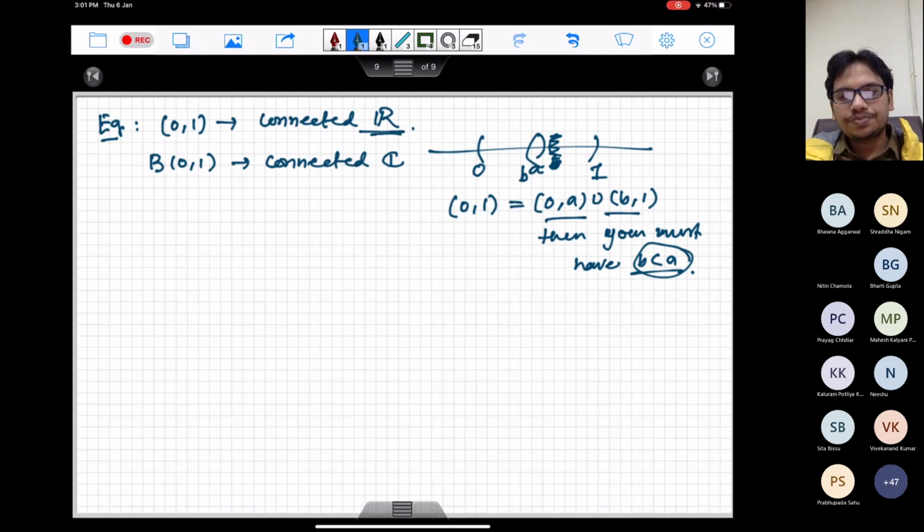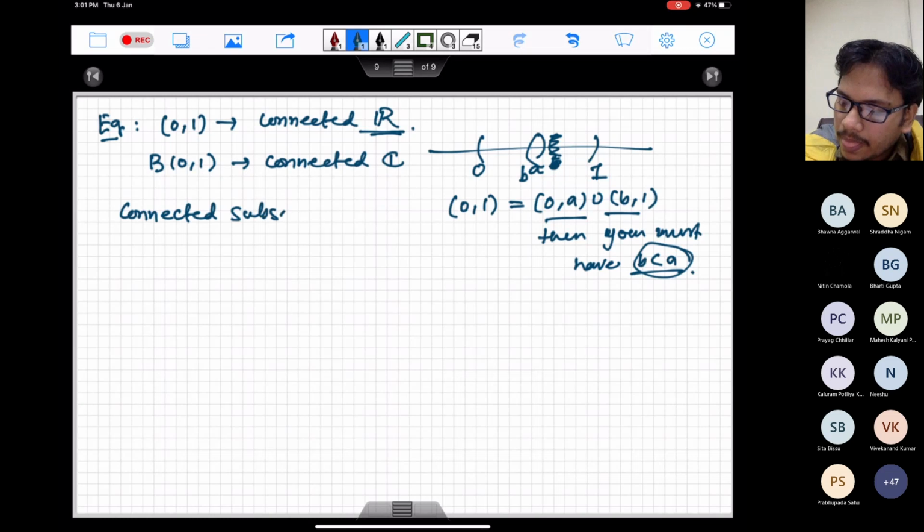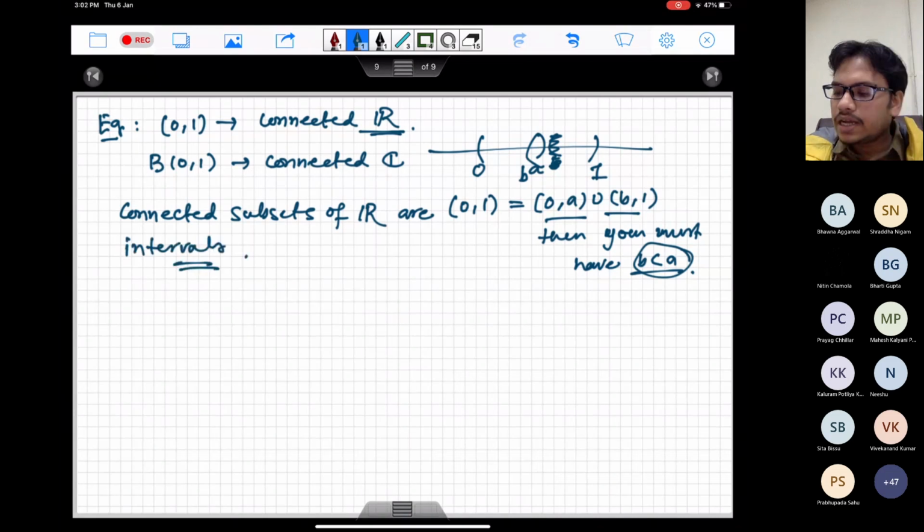In fact, you can also prove that connected subsets of R are intervals. So if I take any connected subset of R, it has to be an interval. It could be an unbounded interval, a bounded interval, I don't care, but any connected subset of R has to be an interval. So you can prove that.